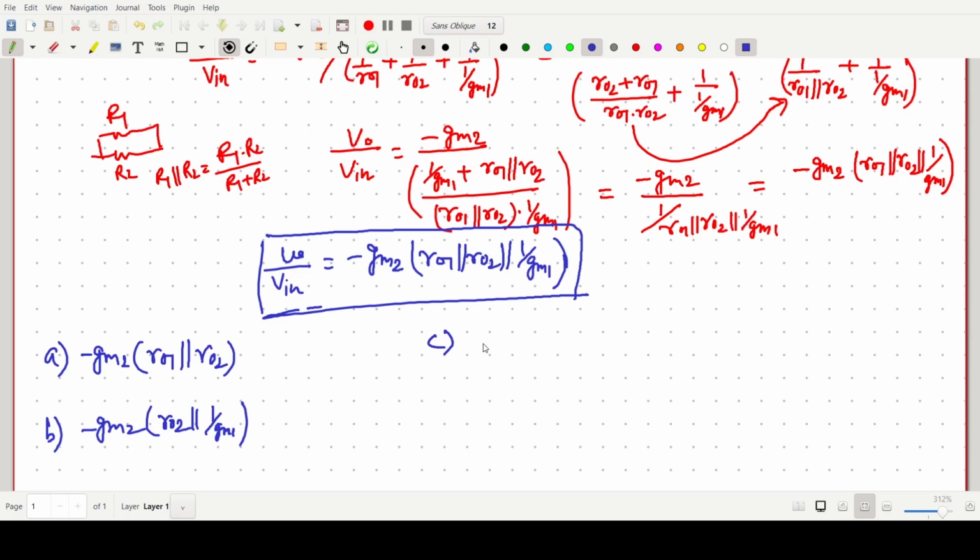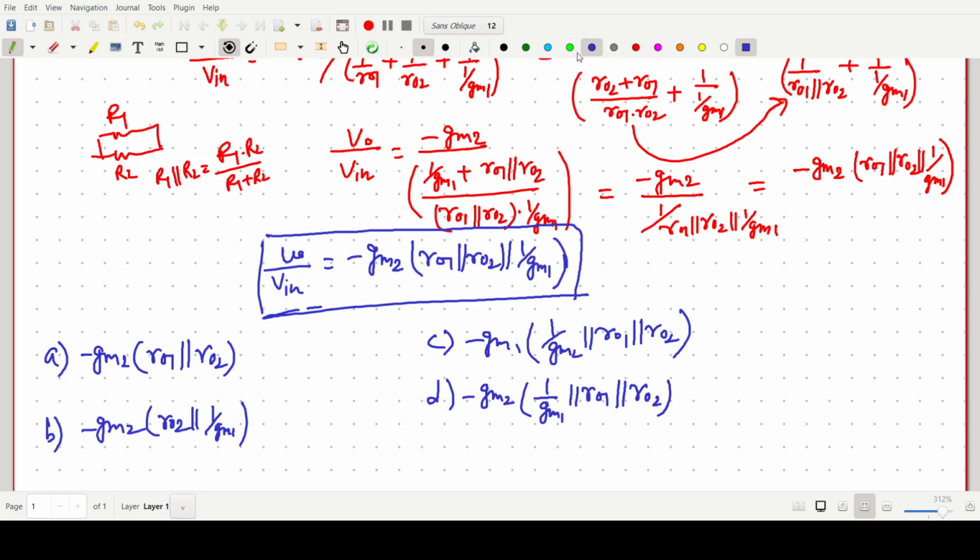The third option is, I am just writing because the options were given, so it is better to write, R naught 2. And the D option is minus Gm2 1 by Gm1 parallel with R naught 1 parallel with R naught 2. So what should be the final answer for this one? The answer should be D. Okay, so the answer should be D.